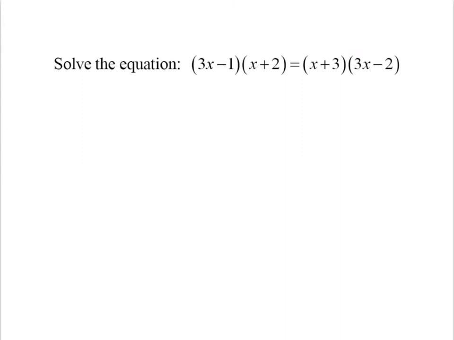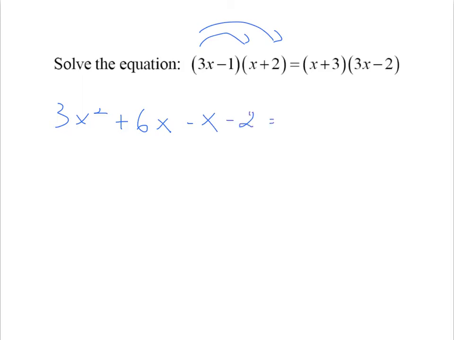Well, the first thing we need to do is use the distributive property, as a FOIL method. So 3x times x is 3x squared, and 3x times 2 is 6x, negative 1 times x is negative x, and negative 1 times 2 is negative 2. I hope I'm correct here.